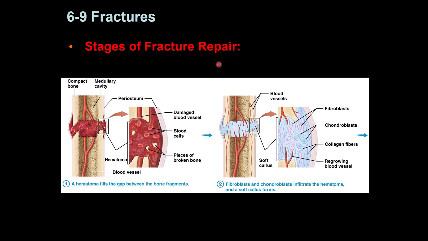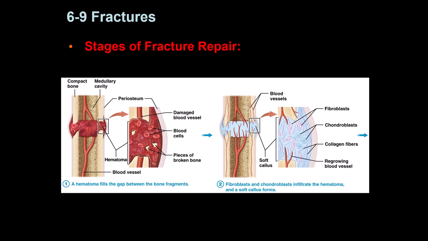So if there is a fracture, there are four different stages that will happen. The first stage is that when there is damage in the bone, these bones also damage the blood vessels, so the blood is released here, and that will create a hematoma. A hematoma is a collection of blood anywhere in the body, and in this case it is in the bone. Here you can see that the blood is also accumulating under the periosteum and inside the medullary cavity.